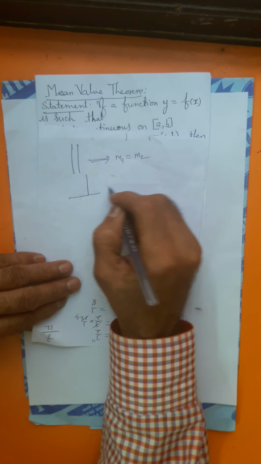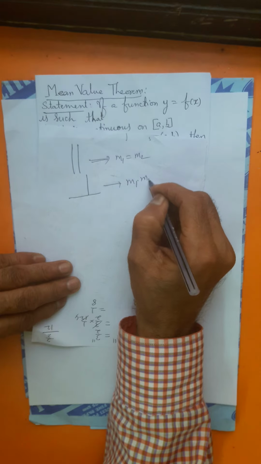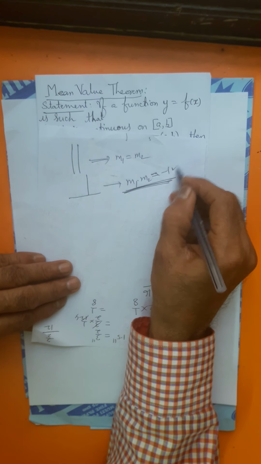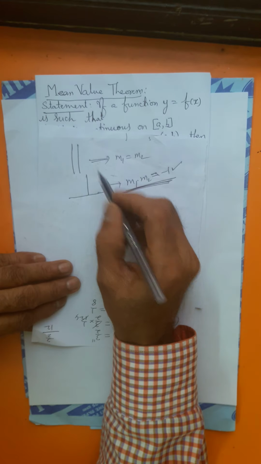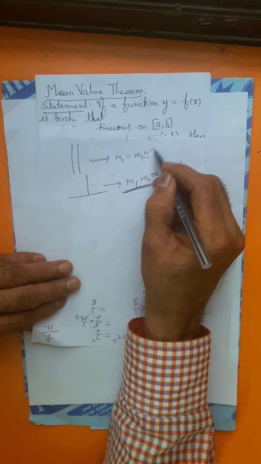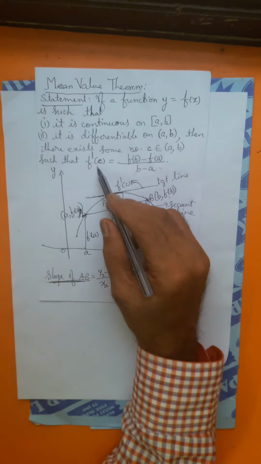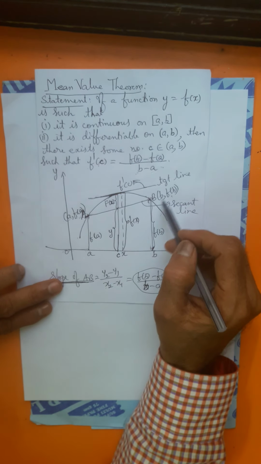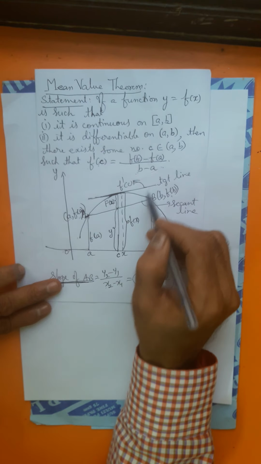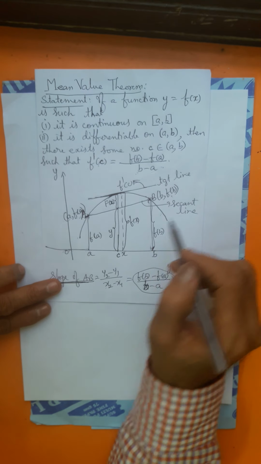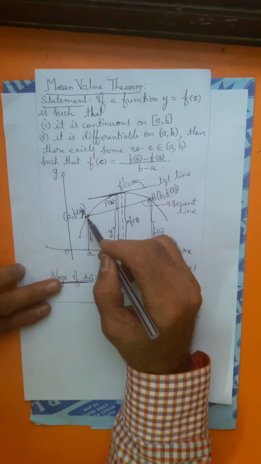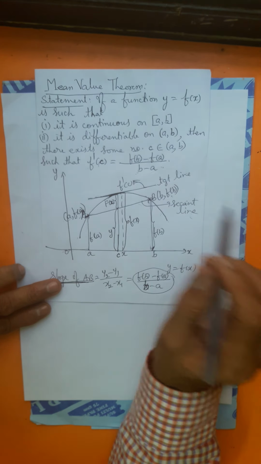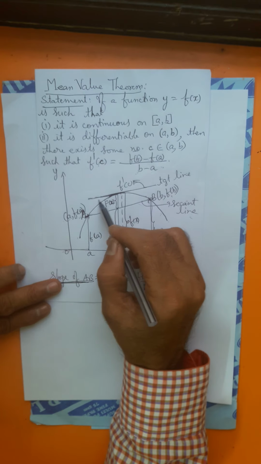If the lines are perpendicular, then m1 into m2 is equal to minus 1. The product of slopes is minus 1 if the lines are perpendicular. If the lines are parallel, slopes are equal. So if slopes are equal, the two lines are parallel. The tangent line is parallel to the secant line. The secant line is the line joining any 2 points on the curve, while the tangent line passes through a single point.